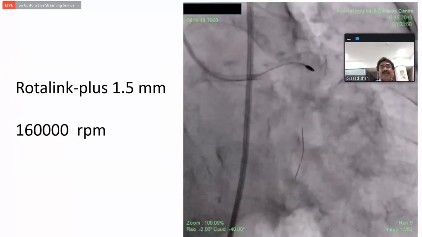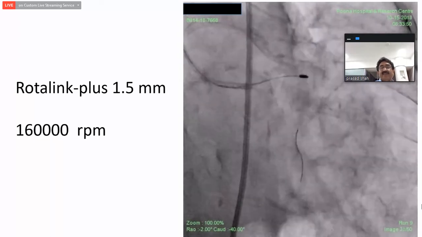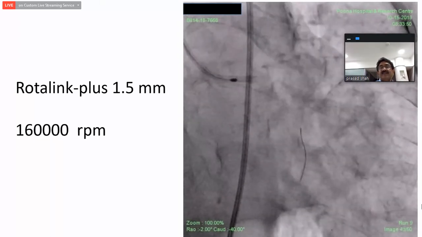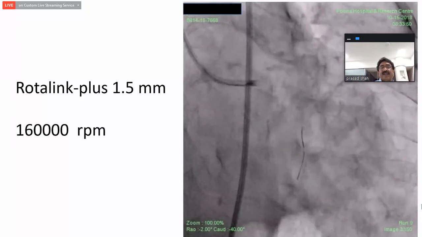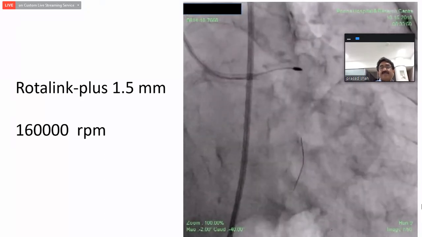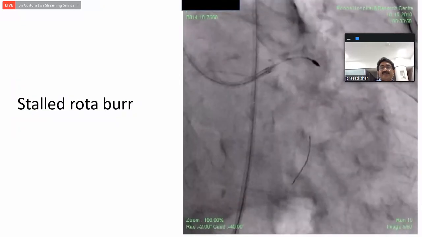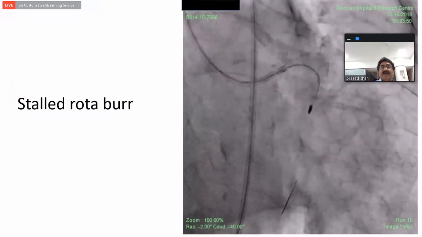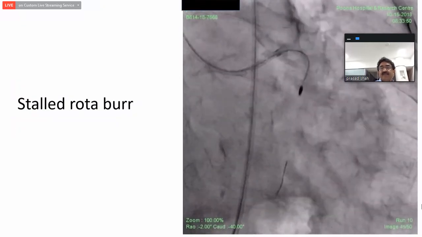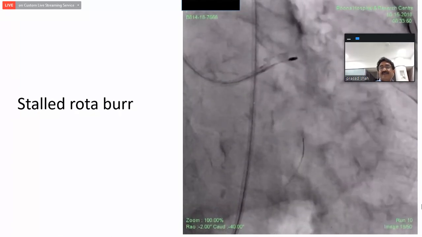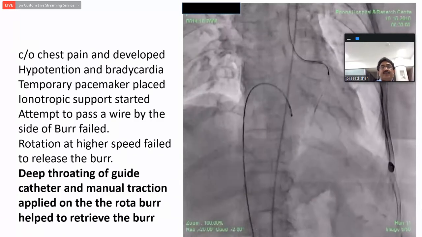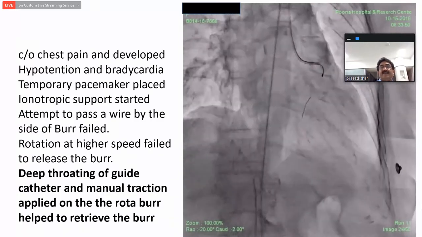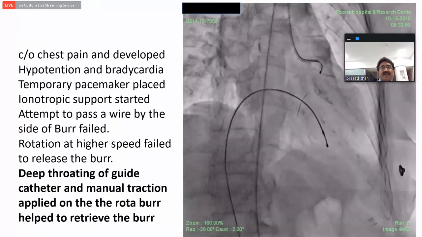A rota burr of 1.5 millimeters was taken, and we started burring, and gradually we used 160,000 RPMs. After the initial burr, there was a bend. The burr just jumped after taking the burr and then stalled. The patient then developed chest pain and developed hypotension and bradycardia.